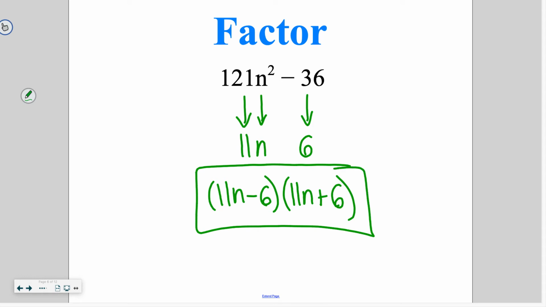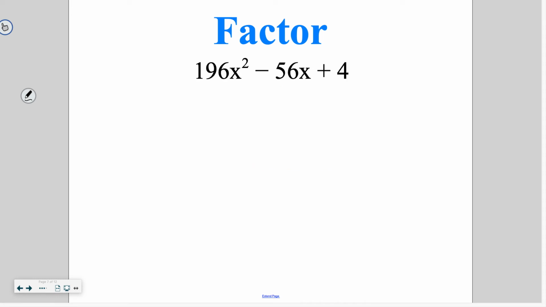So again, difference of squares, two terms. It has to be separated by a minus sign. If this was plus, then it would be prime. You cannot factor, even if they are square roots, you cannot factor if it is addition instead of subtraction in a two-term problem. The next one we're going to look at is 196x squared minus 56x plus 4.